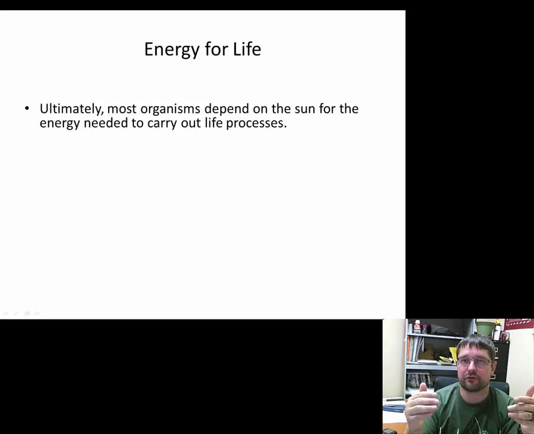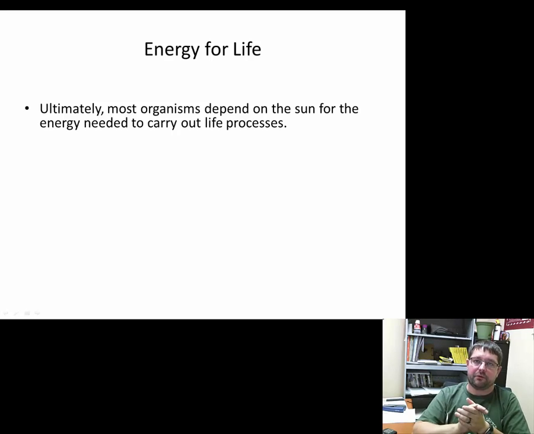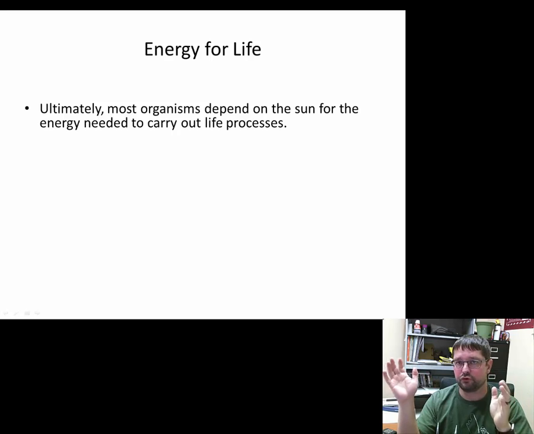Now there are other types of energy that organisms can utilize, okay? You can do chemosynthesis. There are organisms that live near heat vents in the ocean that never get photons from the sun, but still have the ability to convert chemicals into energy. For the most part, we're not going to talk about them. They're interesting. If you take a marine science class, we'll talk a lot about it, but the majority of energy is coming from photons from the sun.